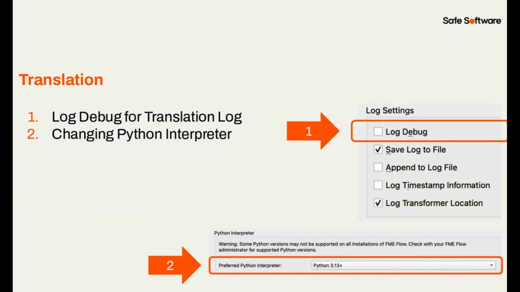Translation. This tab is all about controlling how your workspace runs. The two key highlights here are log debug is super useful for troubleshooting, and selecting your preferred Python interpreter, especially important if you're using Python scripts in your workspace.